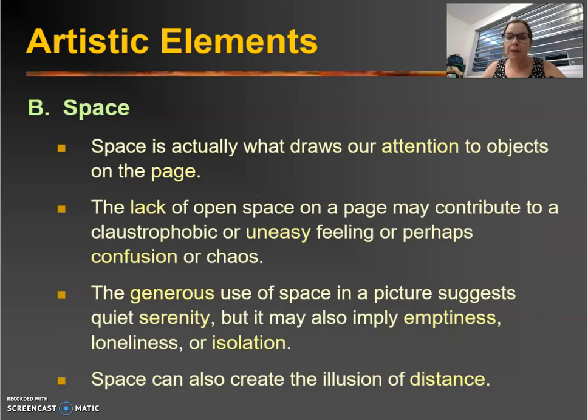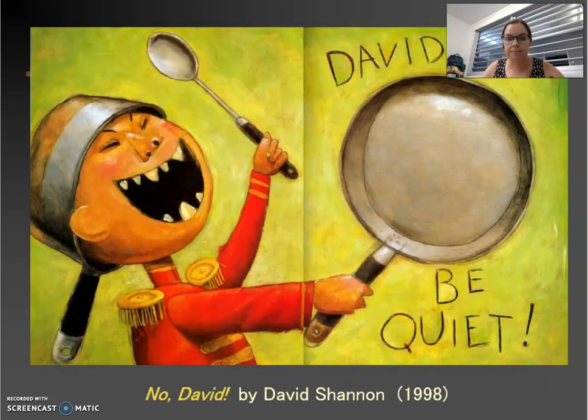If we think about space, it's actually what draws our attention to objects on the page. The lack of open space on a page may contribute to a claustrophobic or uneasy feeling, or perhaps confusion or chaos. The generous use of space in a picture suggests quiet serenity, but it may also imply emptiness, loneliness, or isolation. Space can also create the illusion of distance. Have a look at the use of space in the next image.